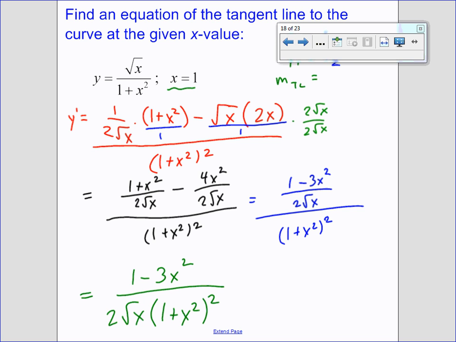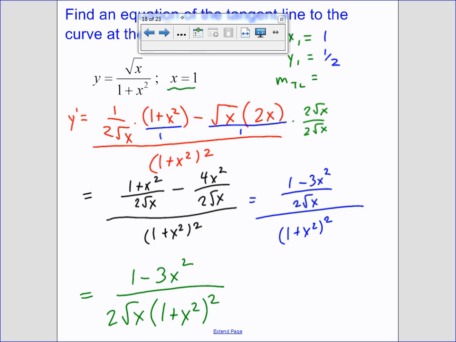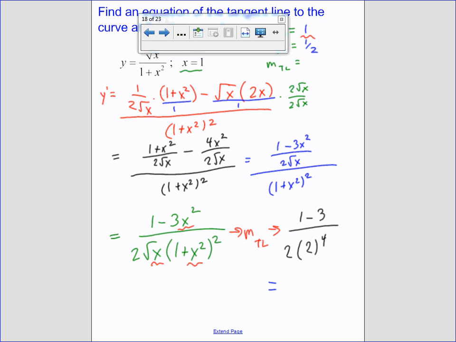Also that we can take x equals 1, right? And figure out our slope of the tangent line. So let's go ahead and do that. My slope of the tangent line will be given by what? 1 minus 3 all over 2 root 1 is 2 times 1 plus 1 is 2 squared is 4 times 2 is 8. So I'm getting 1 minus 3 is negative 2 over 8.